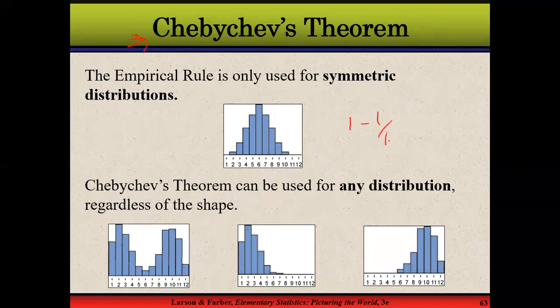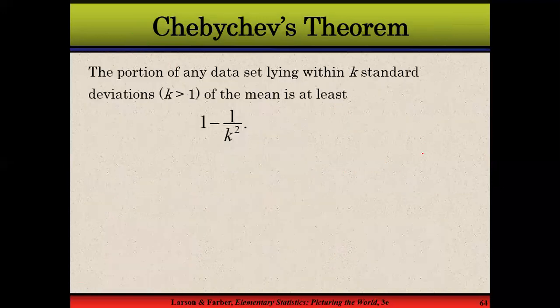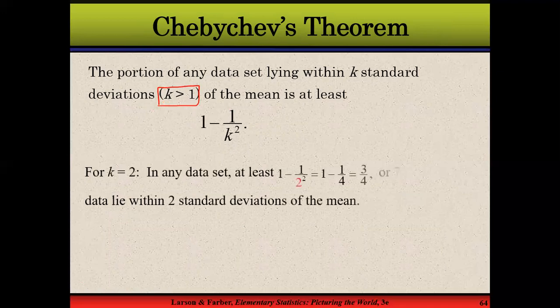1 minus 1 over k square, where k is the number of standard deviations. Okay, so we're going to see this. Let's see. k is basically the number of standard deviations, and there is one condition here: k needs to be more than 1. There should be more than one standard deviation in the data. And then we can find out how much percentage of data falls between two values.